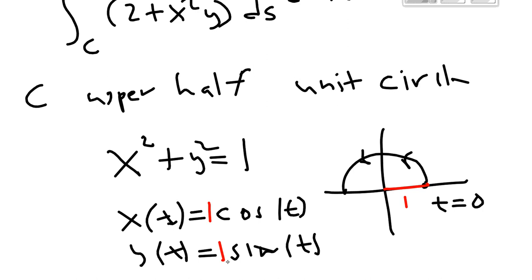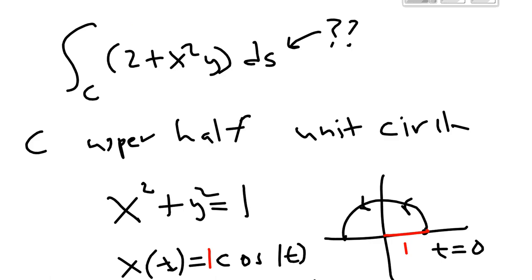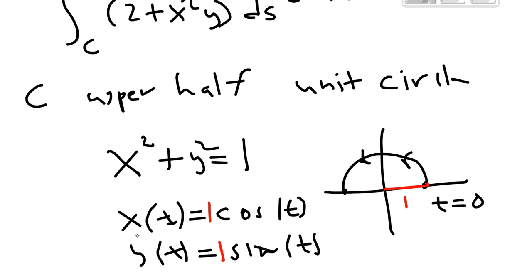Okay, so let's go find ds as we learned about in the other slide. So ds is equal to the square root of (dx/dt) squared and then (dy/dt) squared, and then you put a little dt here at the end. Okay, so don't forget, x of t was cosine of t and y of t was sine of t.